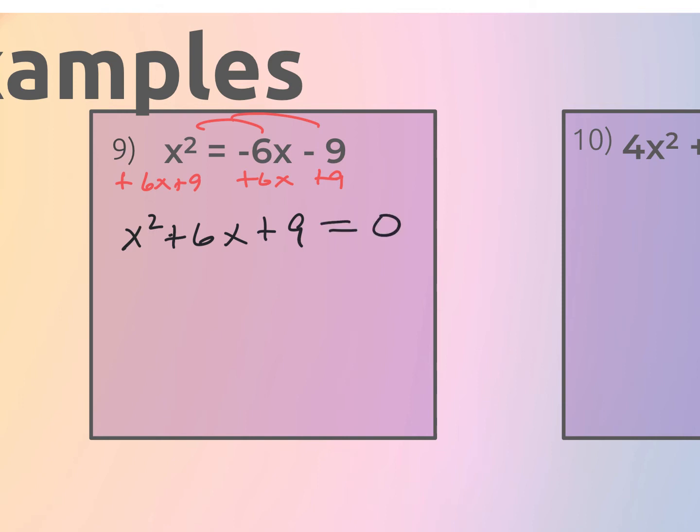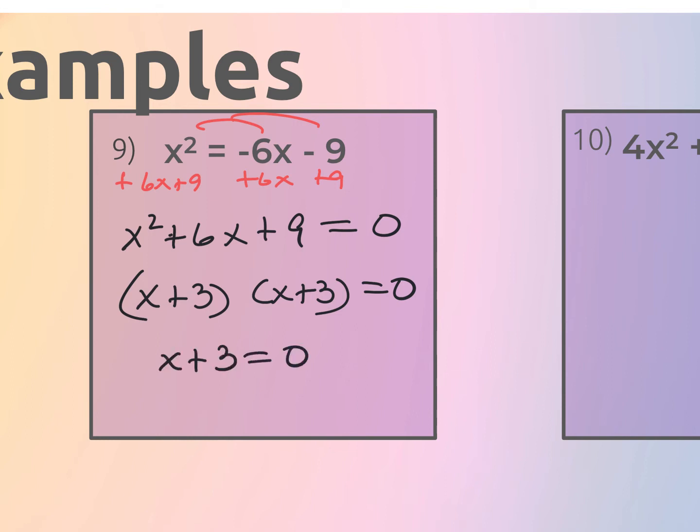Now, if you recognize this, this is a perfect square trinomial, and you could go right into a binomial squared. However, if you didn't recognize it, you could find the factors of 9 that give you 6, and that's going to be 3 and 3. So this is actually x plus 3, x plus 3. Or you could say it's x plus 3 squared. However, since it's repeated, you don't need to do it twice. This only has one solution, and x equals negative 3.